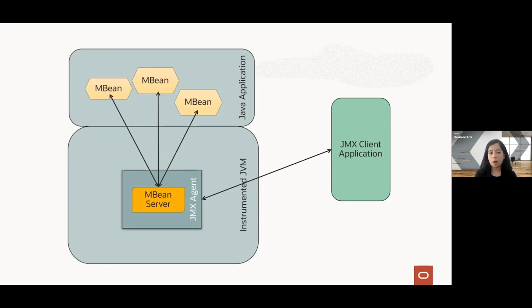And these Java objects make available attributes and operations for the resources they manage. And these mbeans are registered with the mbean server. So through the JMX agent and the mbean server, the JMX client gets access to the resources and their attributes and operations, which are exposed through mbeans.